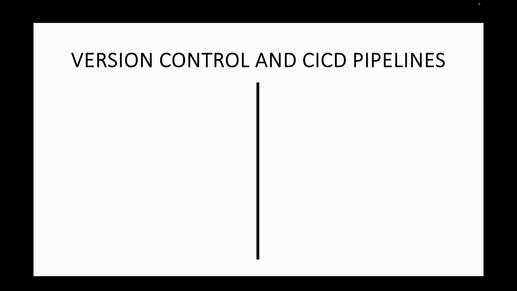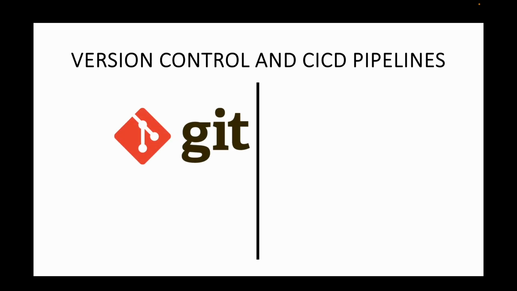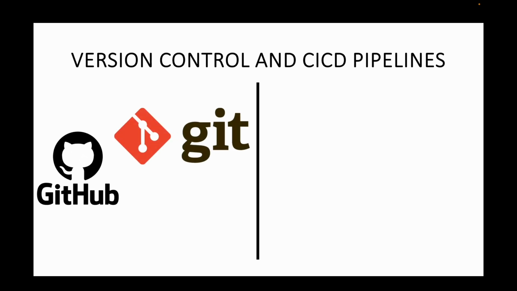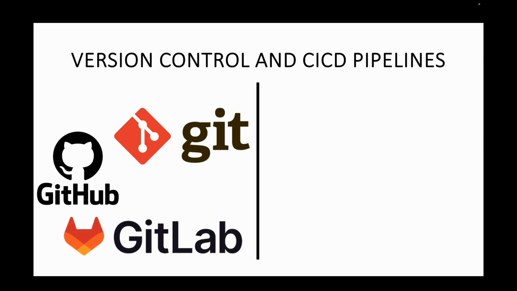Then we have version control and CI/CD pipelines. Under this, we have Git. You have Git and GitHub, or you can have Git and GitLab. You will need to master branching, pull requests, and overall repository management. This is where your project will be living. So you will need to understand how a repository works, how you can make the changes, how you can push the changes, and all those things.